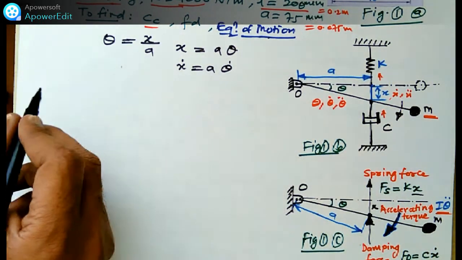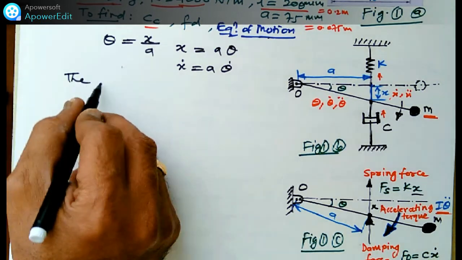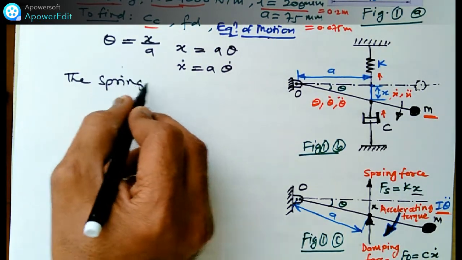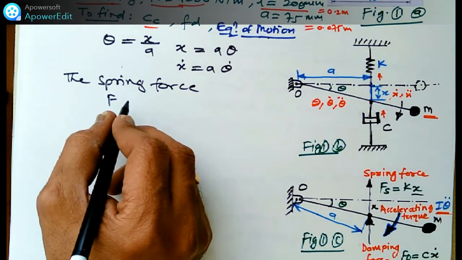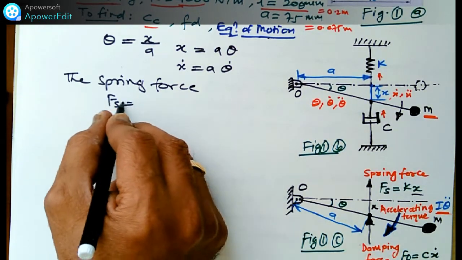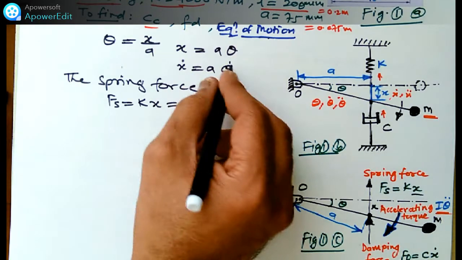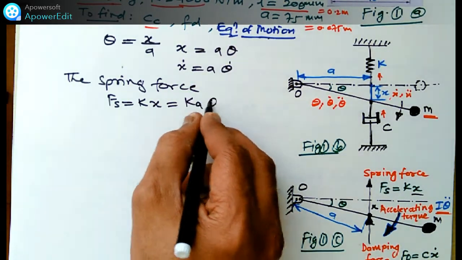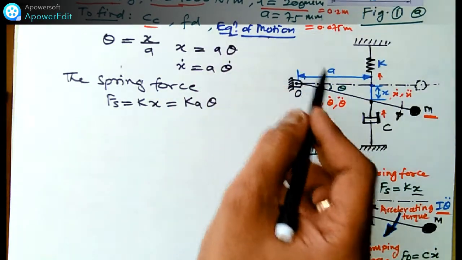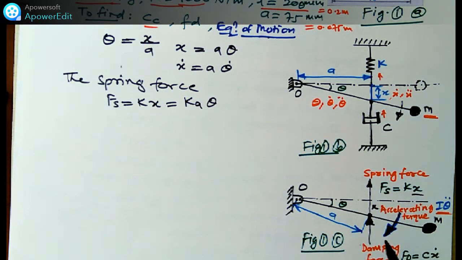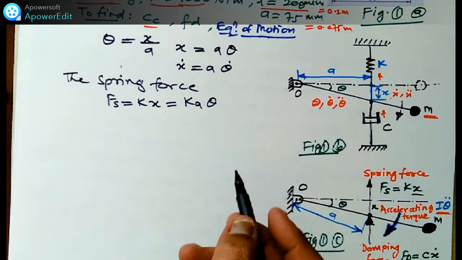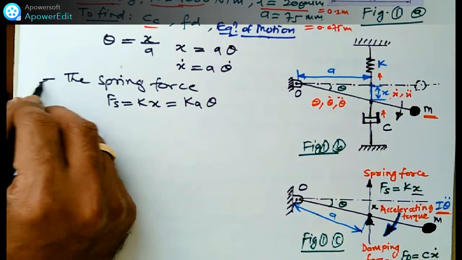So for this, the spring force we have to first find out. Here, spring force is how much? The Fs. Fs is equal to kx. So x, we know, is a theta, so Fs is k a theta. The equation of motion for this system we have to find out. For this we require resolving forces, and the spring force and the damping force we have to consider with the accelerating force by using Newton's second law of motion.